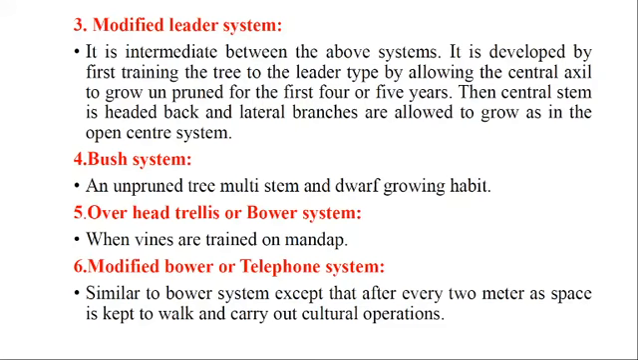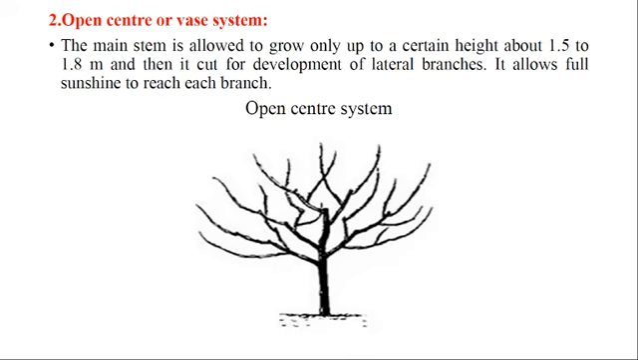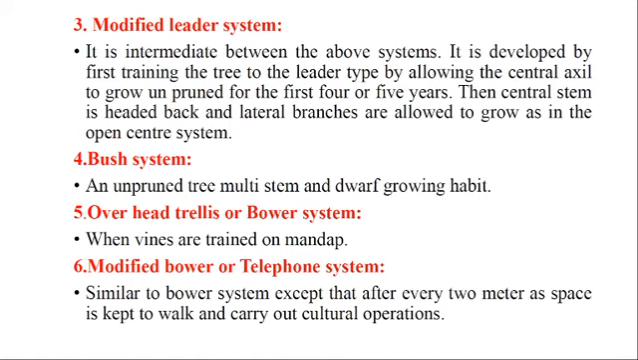The third system is the modified leader system. This modified leader system is intermediate between the first two. The first two that we consider here are the central leader system and the open center system, and the third is the modified leader system. It is developed by first training the trees to the leader type, allowing the central axis to grow unpruned for the first 4 to 5 years.